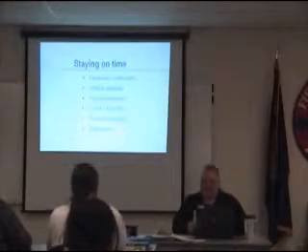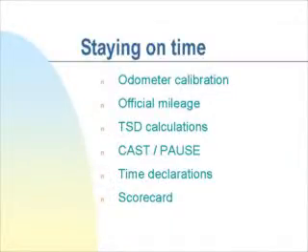Inside the back cover of your book, there are time, speed, distance formulas. We've already talked about the odometer calibration at the beginning of the event, and that's an opportunity for you to compare your odo in your car to the official odo that the course was measured with. And there are formulas here to help you figure out whether you should be driving slower or faster.